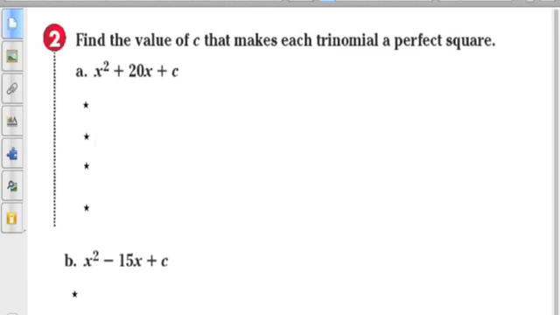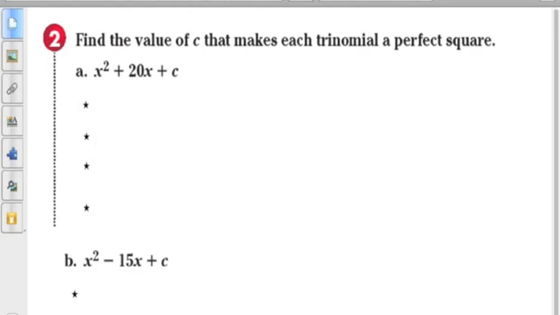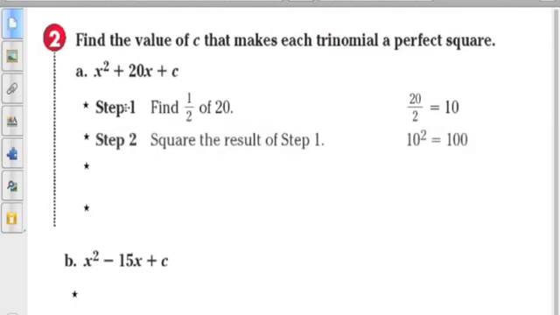Let's consider this. Find the value of c that makes each trinomial a perfect square. You have x squared plus 20x plus c. You want to find c so that this whole trinomial becomes a perfect square. How do we do that? First step, find 1/2 of 20. 1/2 of 20 is 10.